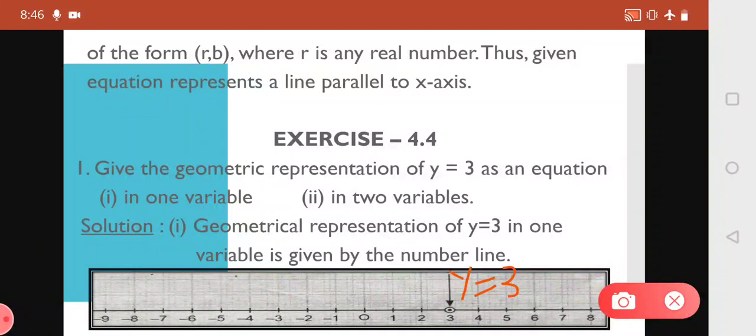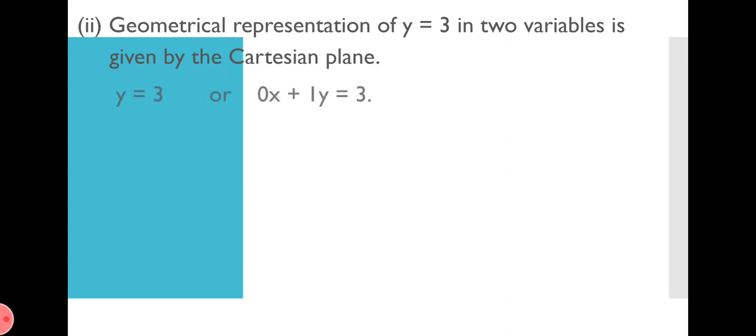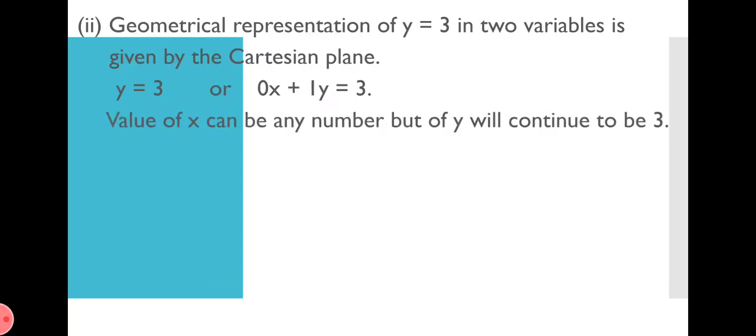Yes. Now let's show the geometrical representation of y equal to 3 in two variables. The geometrical representation of y equal to 3 in two variables is given by the Cartesian plane. Let's convert the given equation into the standard form of a linear equation in two variables, that is, we will get 0x plus 1y equal to 3, which is nothing but y equal to 3. Now the value of x can be any number, but y will continue to be 3 only. Here you can see that x can be any number, but y will remain as 3 only.